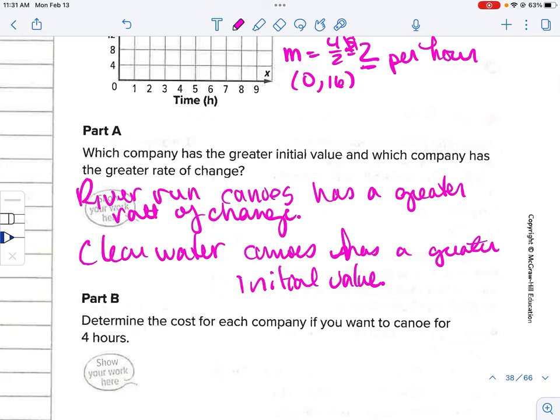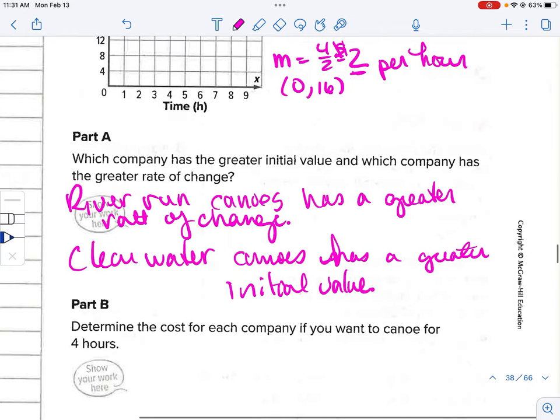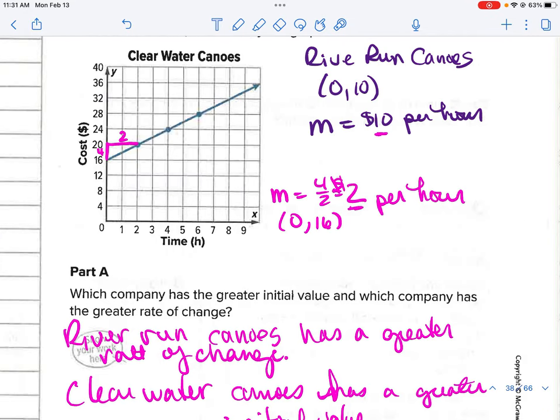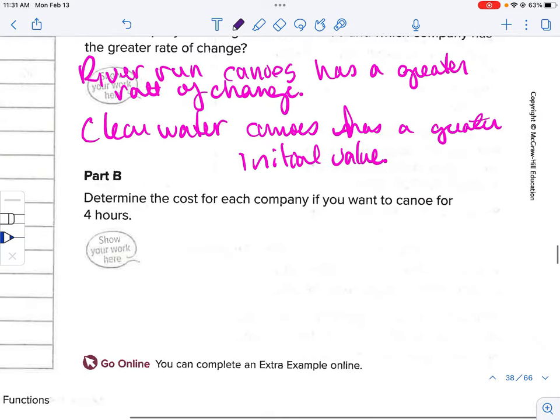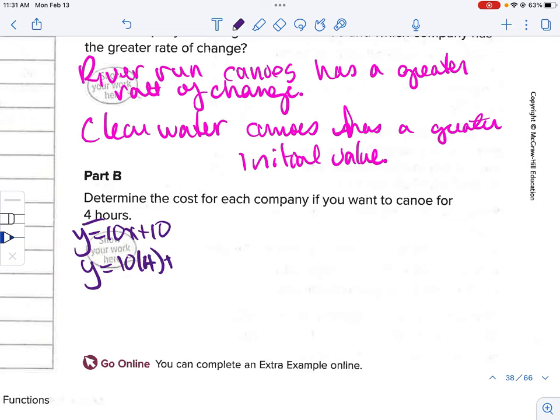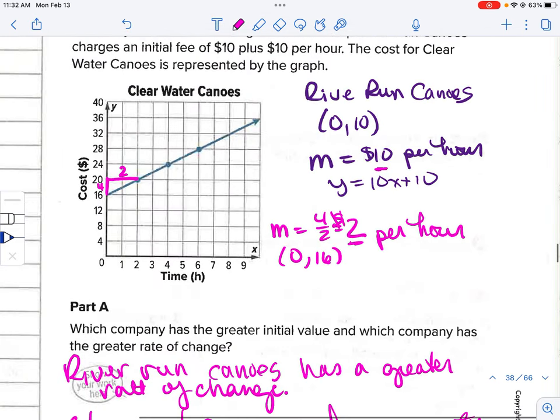All we're looking at is the y-intercept and the slope. So determine the cost for each company. Okay, so if I came up here, this equation is y equals 10x plus 10. And it's for 4 hours. So I take 10, I multiply it by 4. I get y equals 40 plus 10, I get $50.